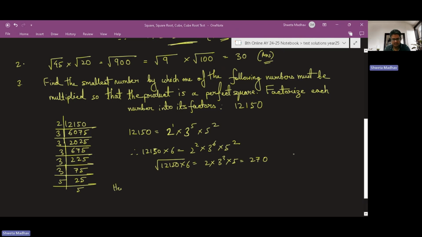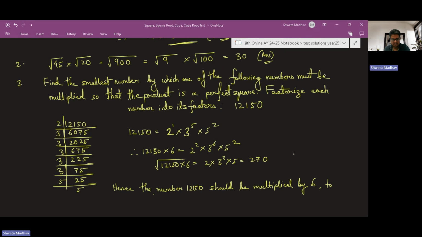So hence the answer is, the number 12150 should be multiplied by 2 into 3, which is 6, so that the product is a perfect square.